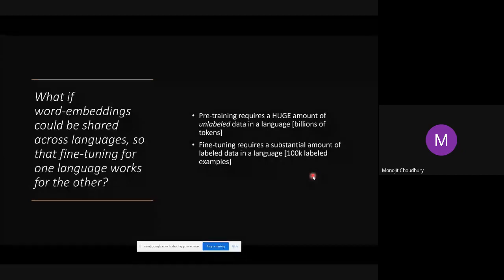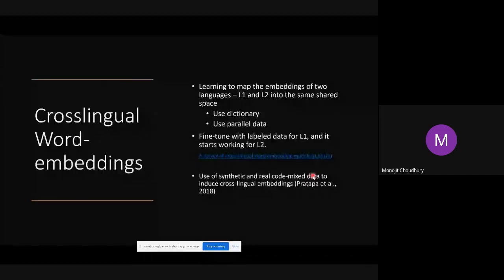So how nice it would have been if we could pre-train with a large number of languages with fewer amounts of data, and we could fine-tune with one language and it could work across all languages. And this is the idea of cross-lingual word embeddings, and it's not very new, meaning there were cross-lingual word embedding models even before multilingual BERT. So the initial ideas were as follows.